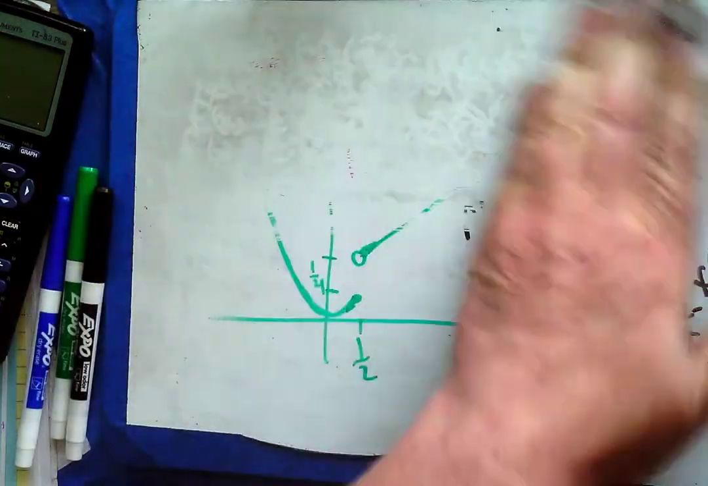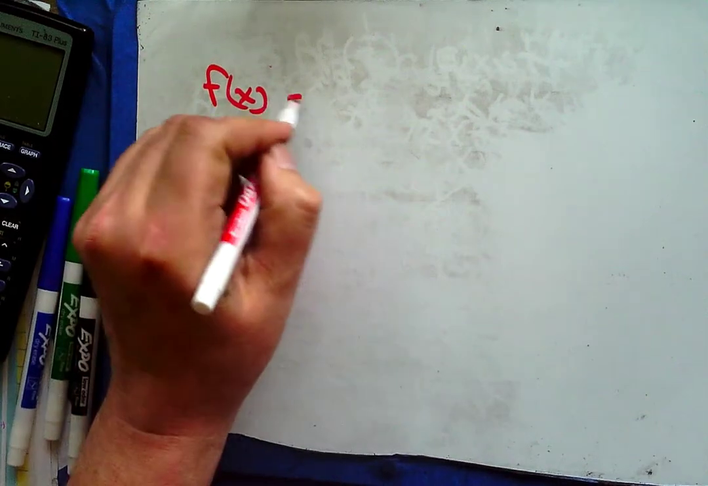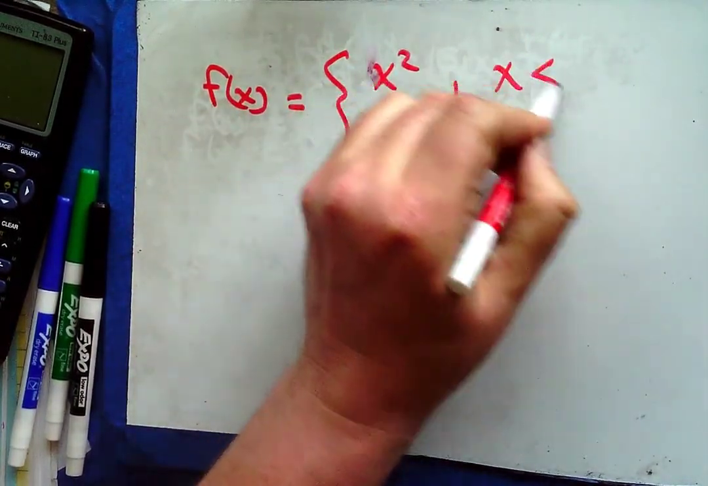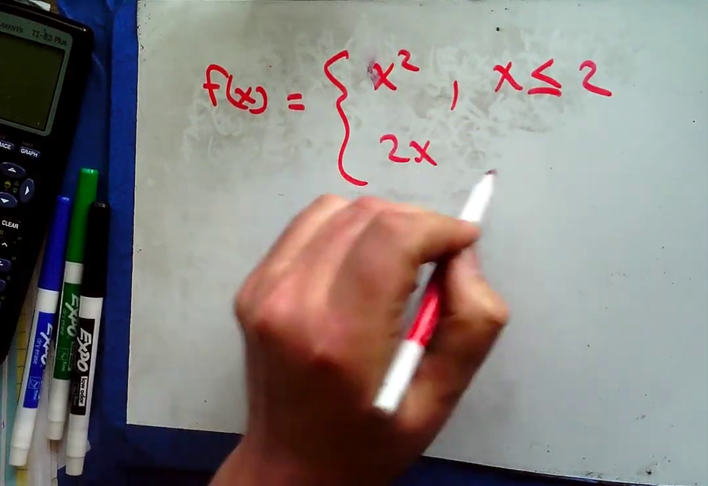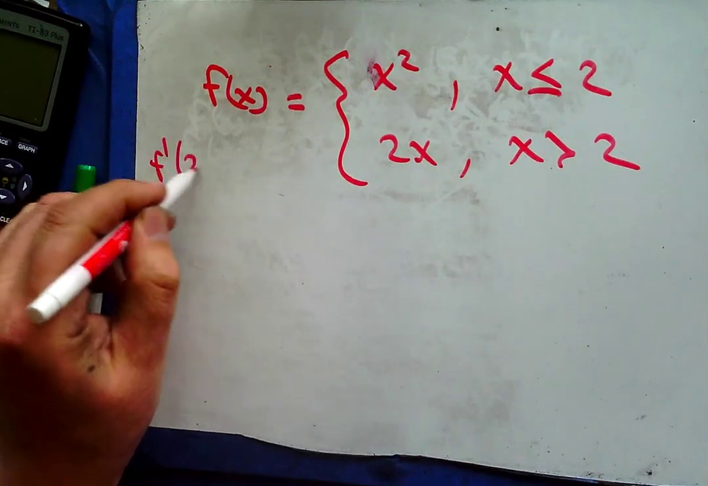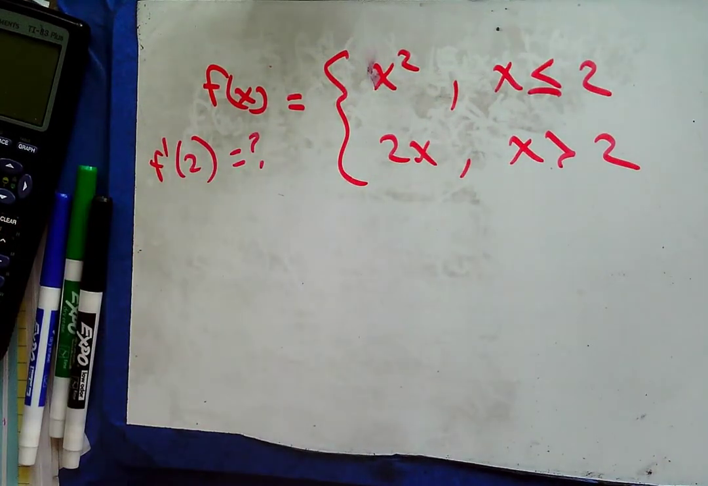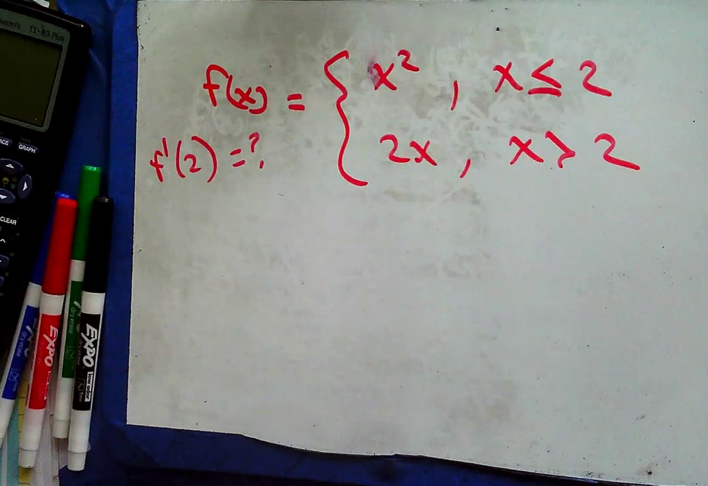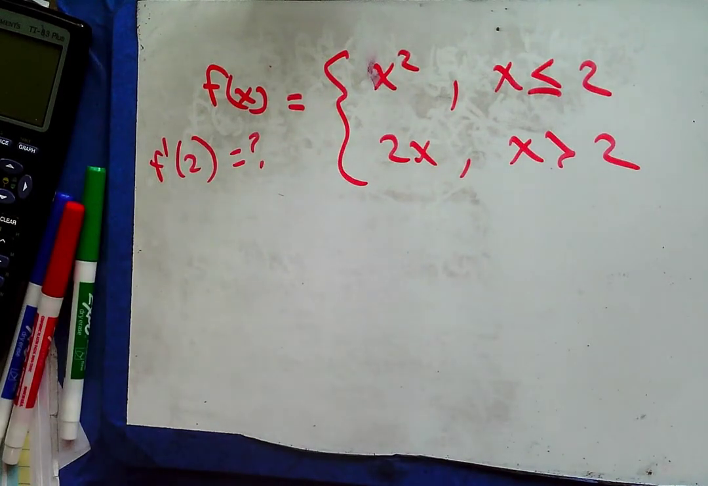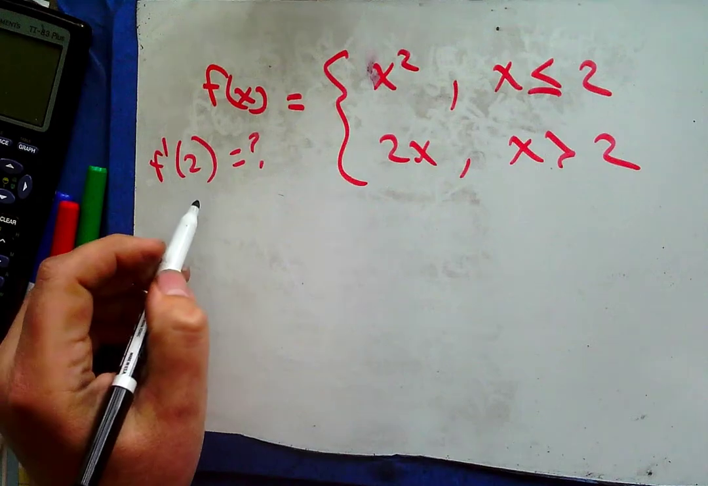Okay, let's go further. How about this one? F of x equals x squared for x less than or equal to 2, 2x for x greater than 2. And I want to know f prime of 2. Okay. Do you feel up to it yet? If you do, pause this video, give it a try, because you'll definitely have a question like this on your next test. Alright, first, let's check continuity.